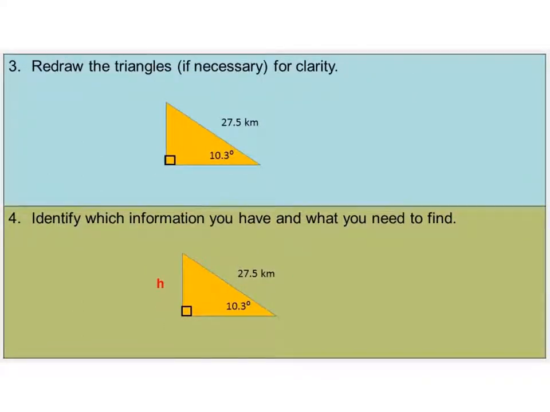All right, in our next step, we're going to redraw the triangles. We're going to take out the airplane and the tower, anything that's going to take away from the drawing of the triangle. So now we have our triangle, and we've denoted our right angle, and we've put in our 10.3 and our 27.5 kilometers. And in step number 4, we're going to identify which information you have and what you need to find. So we are looking for the altitude, the height right over here.